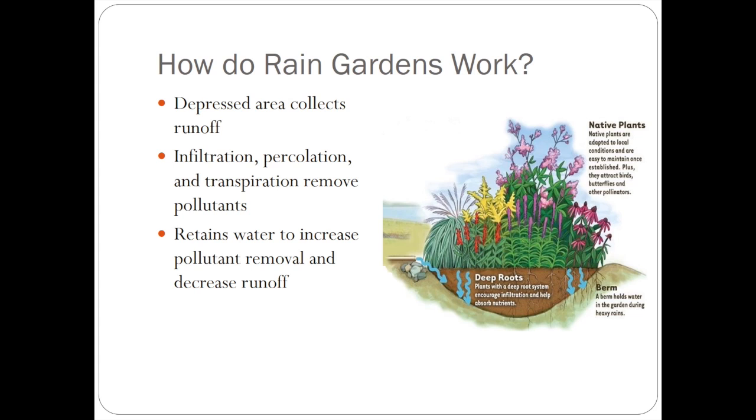Rain gardens are depressed areas that collect runoff, usually from parking lots or roads. Rain gardens apply the concepts of infiltration, percolation, and transpiration to remove pollutants, all of which are natural processes that occur as part of the hydrologic cycle. A good rain garden should retain the water to increase pollutant removal and decrease urban flooding impacts of runoff.